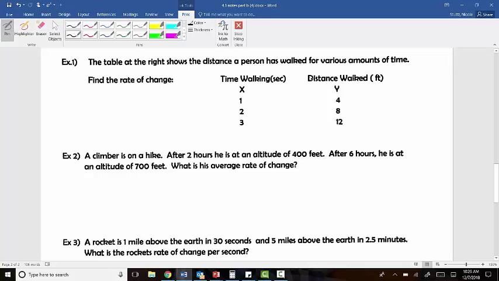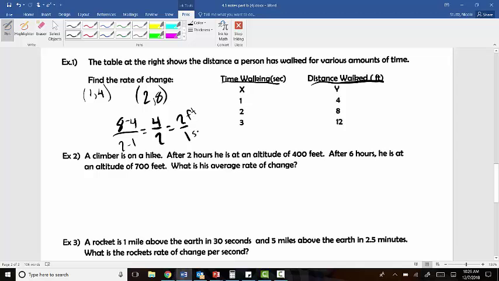All right, so we're also going to get slope or rate of change from a table. So we're talking about time walking, which is x, and distance walked, which is feet, and that's going to be y. And what you're going to do is you're just going to pick 2 ordered pairs from the table. It doesn't matter which ones you pick. So maybe we'll do 1 and 4, and then maybe we'll do 2 and 8. So if we do that slope formula real quick, if we do 8 minus 4 over 2 minus 1, we get 4 over 2, which is 2 over 1. And since it's a rate of change, I like to put my words in here. So it looks like it's going to be 2 feet per second.